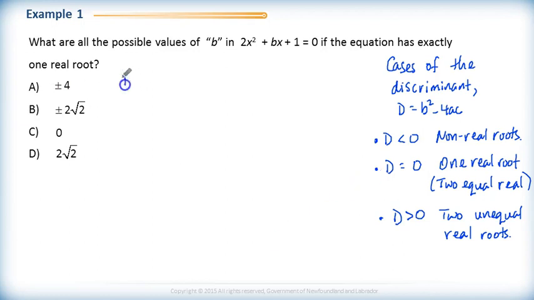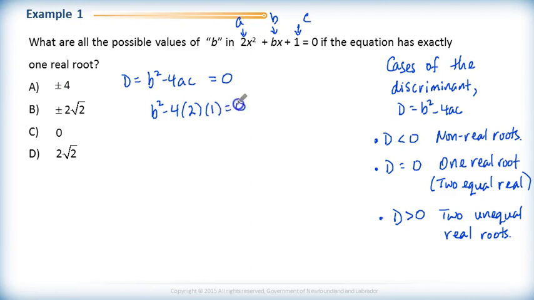So we've got to calculate the value of b squared minus 4ac. Our a value is 2. The b value, of course, we're kind of stuck with. It's just b right now. And the c value is 1. And we want that to equal 0. So we basically got b squared minus 4 times 2 times 1 equals 0. That's b squared minus 8 equals 0.